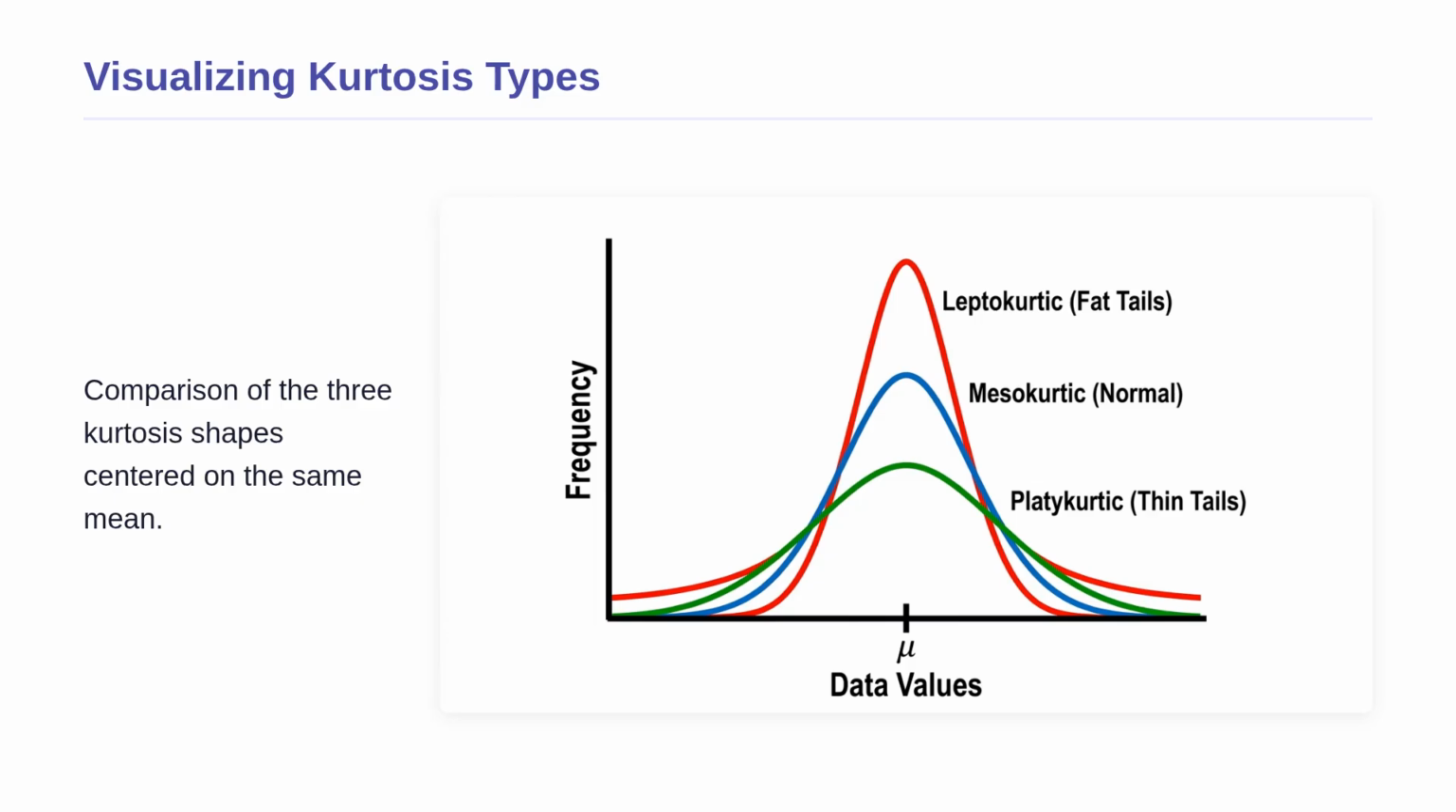Notice how its peak is much sharper, but more importantly, look at its tails. They are noticeably thicker and higher than the blue curve, representing those extreme outliers. Finally, observe the green curve, the platykurtic distribution. Its peak is lower and flatter, and its tails are very thin, hugging the axis closely, showing that extreme values are highly unlikely. This visual perfectly summarizes how kurtosis shapes our data.